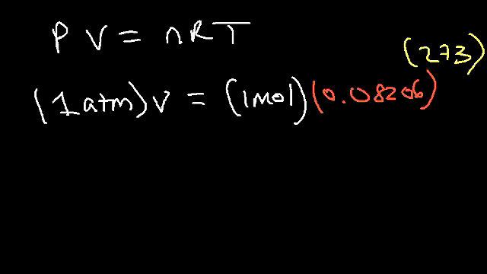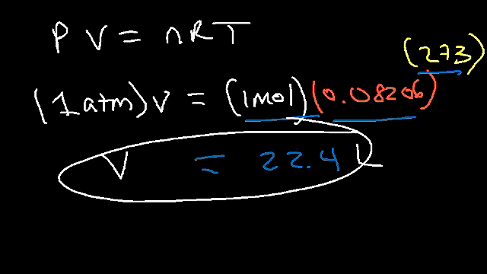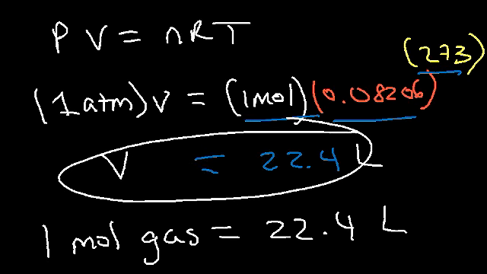So if you take your calculator and multiply the 3 numbers on the right, well, you really don't need the 1, but if you take 273 and multiply by 0.08206, guess what number you're going to get? On the right side, it's going to be 22.4. And on the left side, it's going to be 1 times V, which is just V. So it's 22.4 liters. And so that's the molar volume. So 1 mole of gas at STP occupies a volume of 22.4 liters.